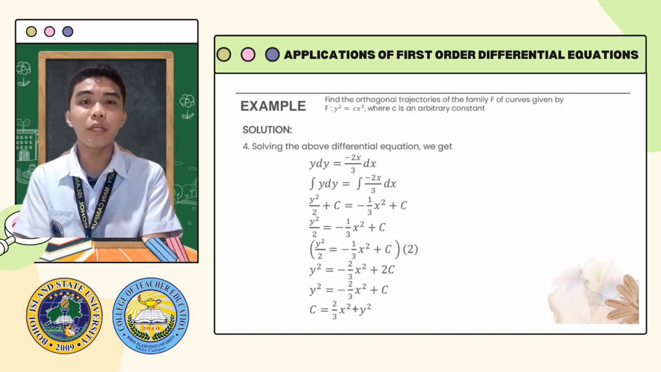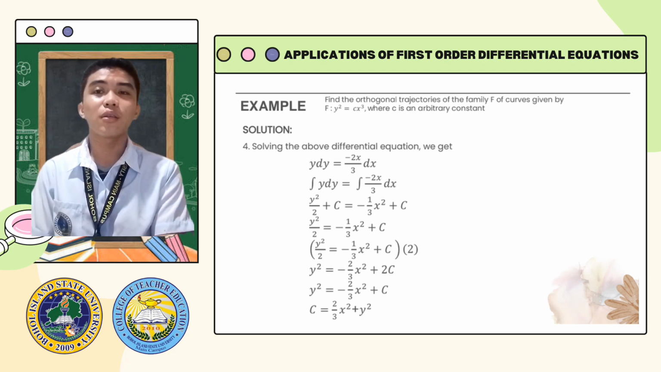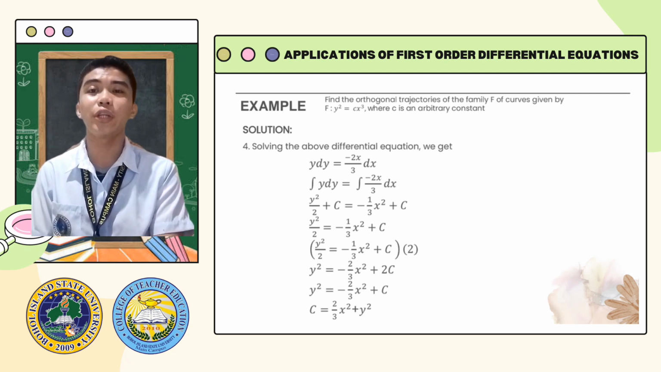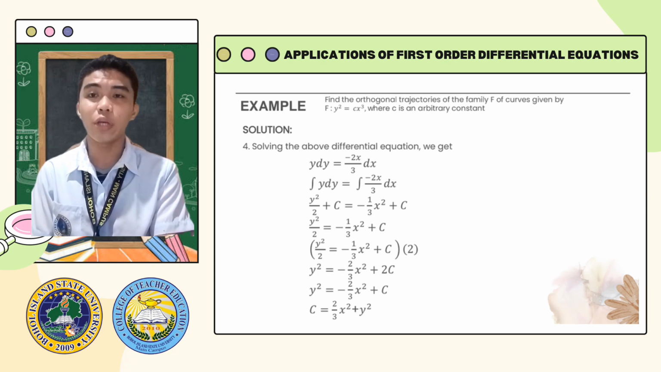So just simply transpose the equation. We get c is equal to 2/3 x squared plus y squared, which is the orthogonal trajectory of the family of curves given by y squared is equal to cx cubed.